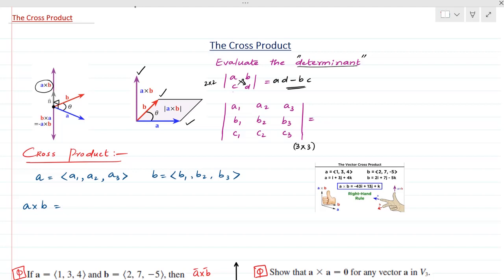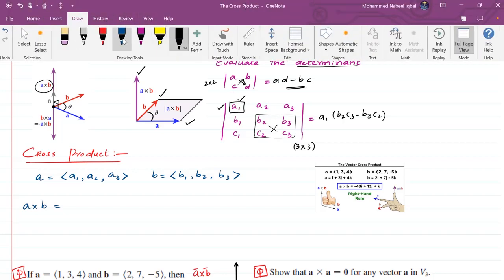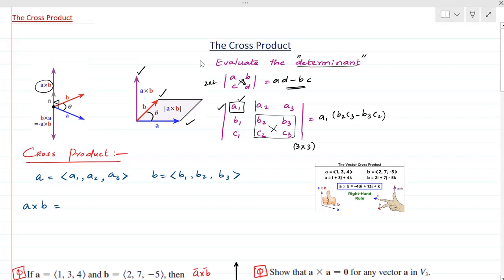If you expand this one, you will have A1. Leave the row and column of this term, so you will get only this part. If you cross multiply, what will you get? B2C3 minus B3C2. This is done. Now the next one, alternate plus or minus, so minus A2.